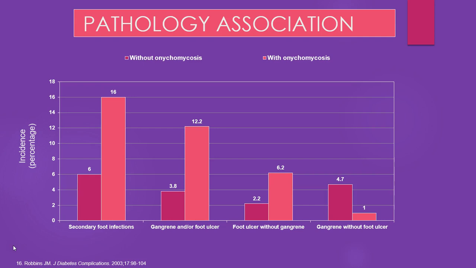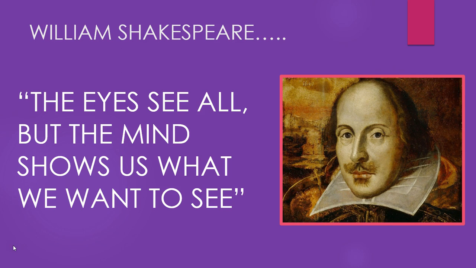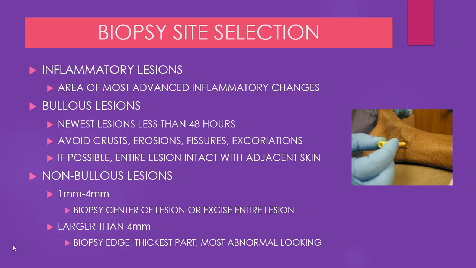This was the classic study of Jeffrey Robbins looking at the relationship of onychomycosis to secondary foot infections, gangrene, and foot ulceration without gangrene in patients with diabetes, showing a clear relationship between patients with onychomycosis and those that developed serious limb-threatening diabetic foot infection. So what you do depends really on what you wish to do. If your practice is running in, cutting toenails, selling shoes once a year, then so be it. That is your practice, but that is not risk reduction, and it certainly is not affording the patient the best opportunity to reduce the incidence of amputation and serious pathology.